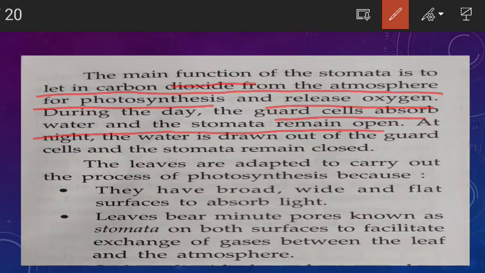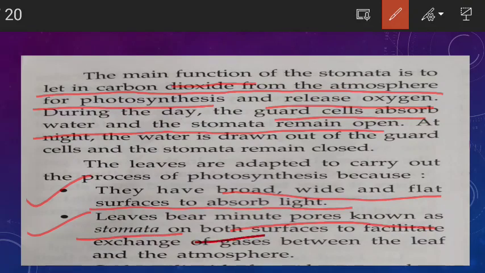The leaves are adapted to carry out the process of photosynthesis. Why are leaves the only ones responsible for photosynthesis? The question sometimes comes to our mind. The answer is that they have a broad, wide and flat surface to absorb sunlight. And the second reason is that leaves bear minute pores known as stomata on both surfaces to facilitate the exchange of gases between the leaf and the atmosphere. And that is why we can say that leaves are adapted to carry out the process of photosynthesis.